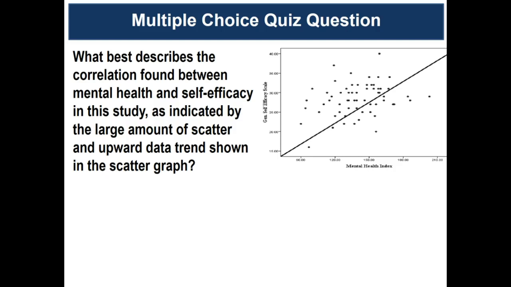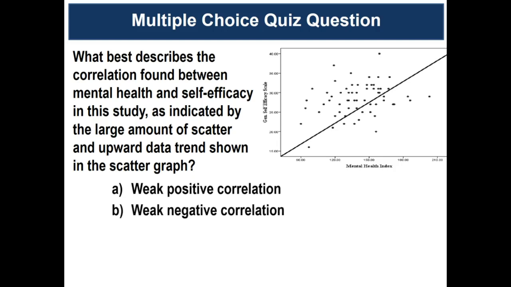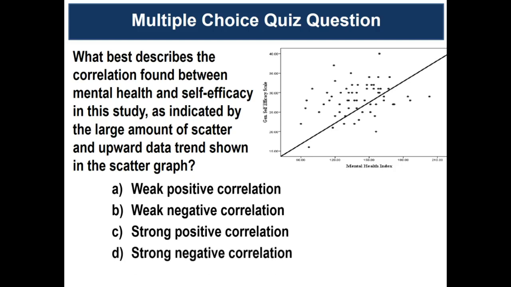What best describes the correlation found between mental health and self-efficacy in this study, as indicated by the large amount of scatter and upward data trend shown in the scatter graph? Is it a weak positive correlation, a weak negative correlation, a strong positive correlation, or a strong negative correlation? Pause the video now if you need more time to identify the correct answer.